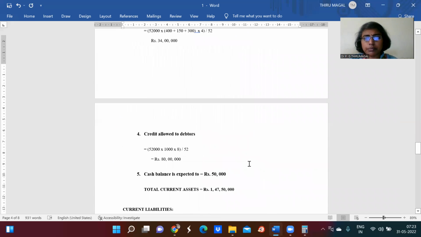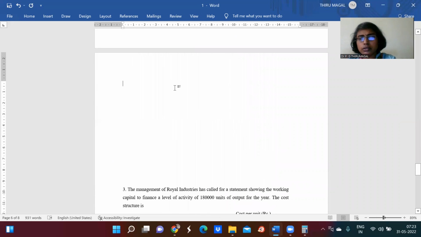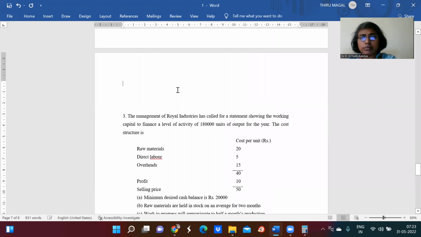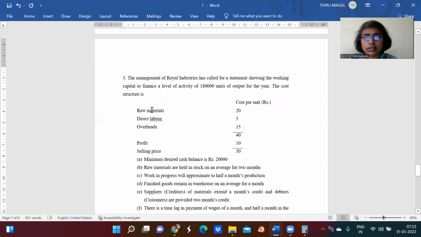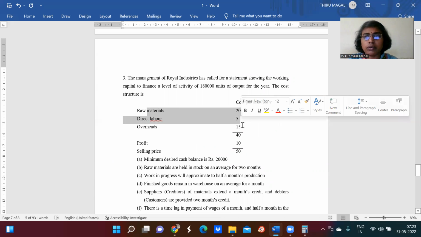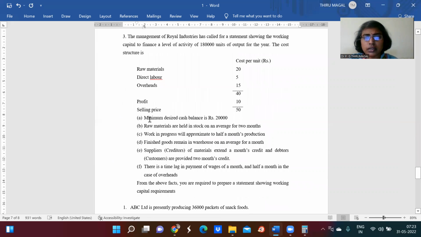So the similar type of problem, if you want to check, we can check with this problem also. Here it's also the same working capital requirement is given. Here the management of Royal Industries has called for a statement showing the working capital to finance the level of activity of 1 lakh. Here the number of units is 1,80,000 and unit cost is given. Raw material 20, direct labor 5, then overheads 15 is given. Then profit selling price unit 50 is given. These are all the data that are given in the problem.